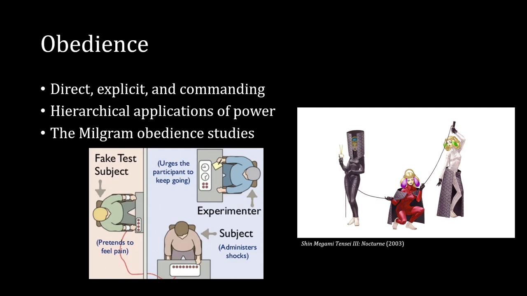The learner was supposed to learn pairings of certain words, and the teacher would call out one word, and if the learner didn't know the correct answer, then the teacher would have to administer a shock. And the teacher, again, that's the real participant, would administer a shock by flipping a switch on a generator that had 30 switches, labeled from 15 volts to 450 volts. And the labels on the higher value switches eventually read very strong shock, intense shock, extreme intensity shock, and danger, severe shock.